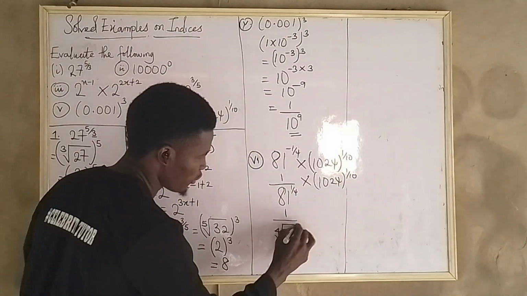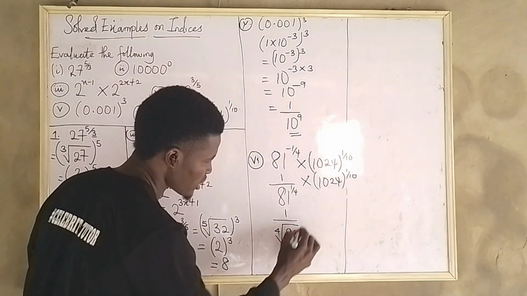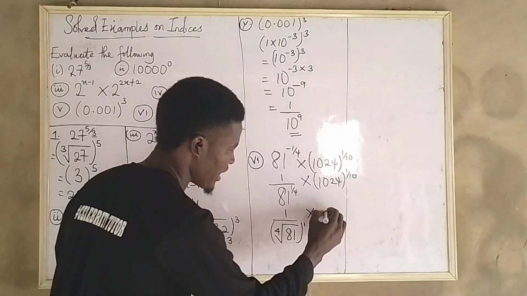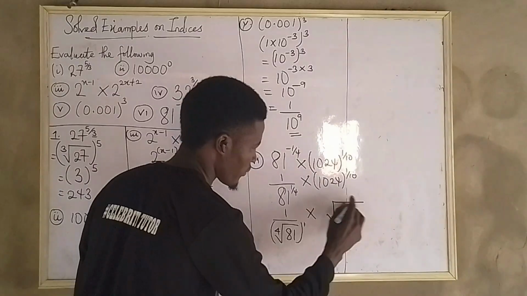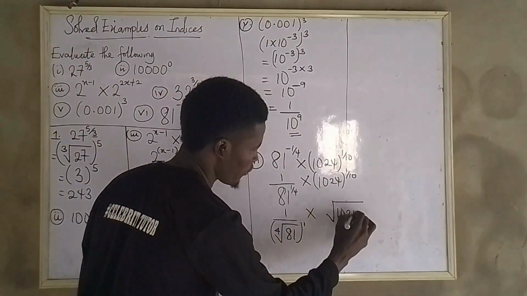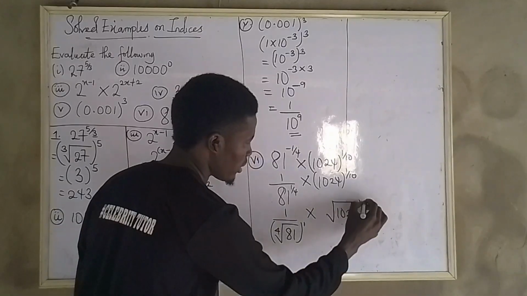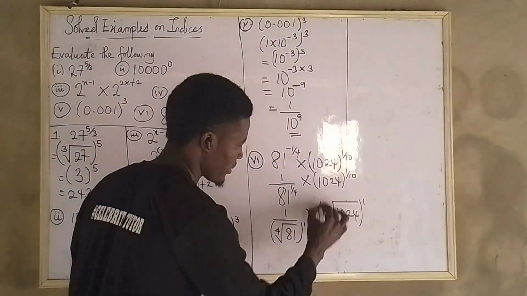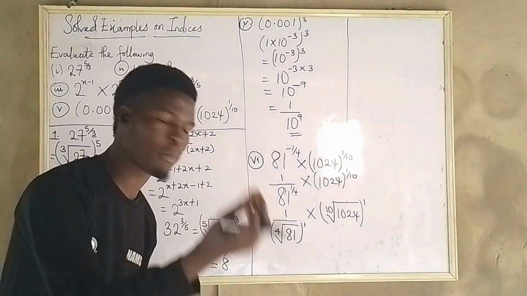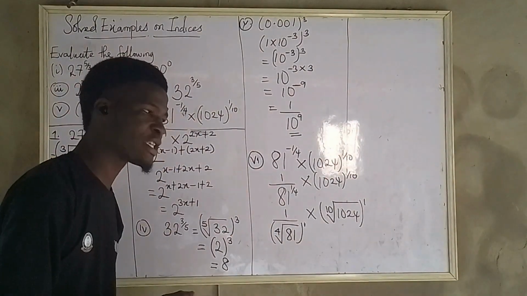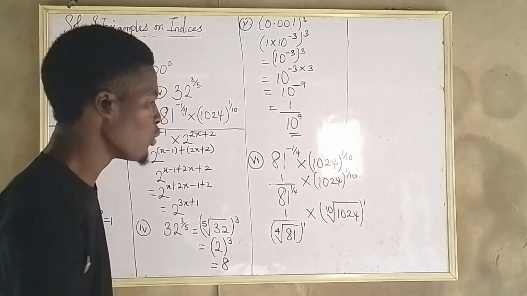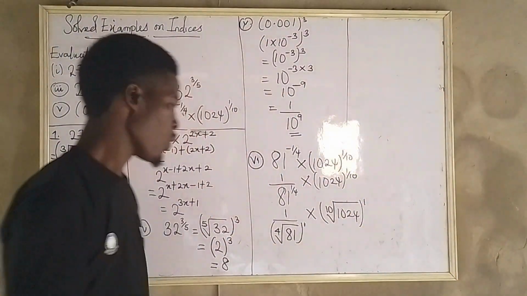4th root of 81 raised to power 1, times the same thing here, root. Then what will be here? 1024. And what will be here now? 1. What will be here? 10. So what does this mean? This means a single number you multiply in 4 places that will give you 81. And this means a single number you multiply in 10 places that will give you 1024. What are the numbers?